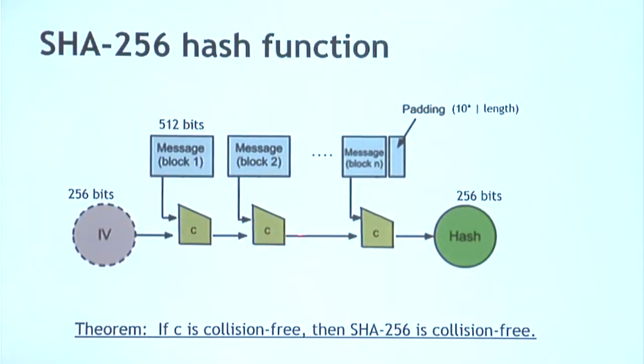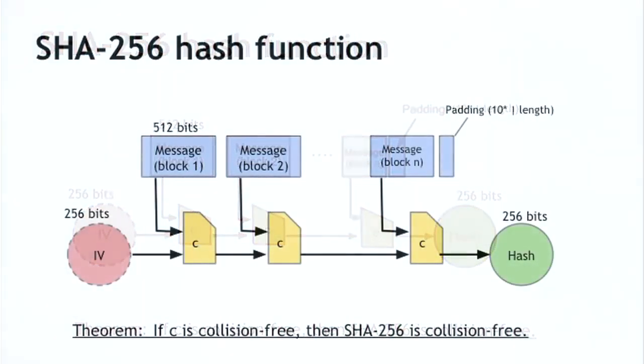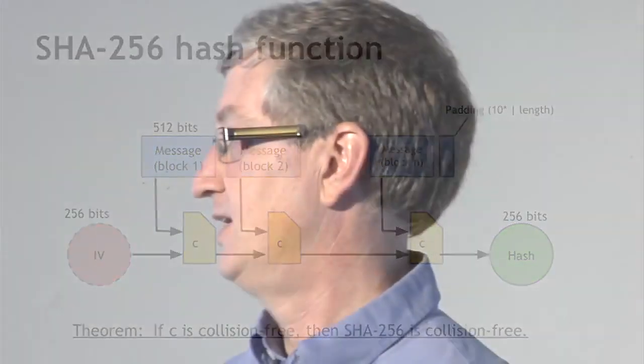and you keep going. Each iteration of C crunches in another 512-bit block of the message and mixes it in, logically, to the result. When you get to the very end, you have consumed all of the blocks of the message plus the padding. The result is the hash, a 256-bit value. And it's easy to show that if this compression function C is collision-free, then this entire hash function will also be collision-free. The other properties are a little bit more complicated, so I won't talk about them here.